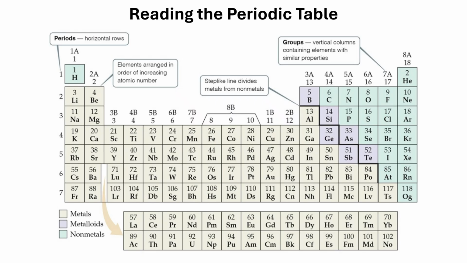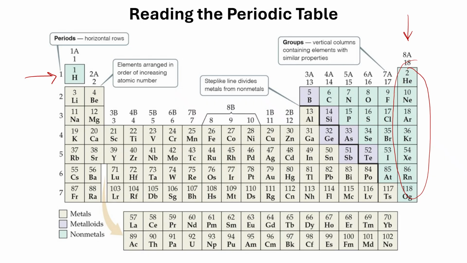Elements are arranged in rows called periods and columns called groups. As you can see, there are 7 periods in this periodic table and 8 main groups. Similar elements are grouped together. As an example, you can see here group 8A or group 18. All of these elements grouped together are noble gases.